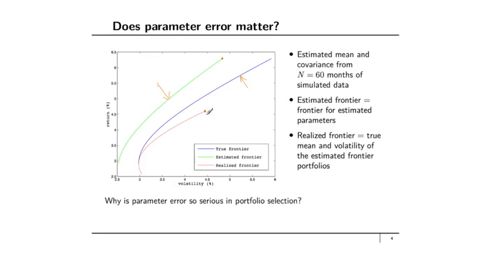The red line is labeled the realized frontier. What that means is I take a frontier portfolio on the green estimated frontier, compute the true mean return on that portfolio and the true volatility of the portfolio, and plot it. And the line that I get from doing that is the red line. So this diamond here actually gets moved to this diamond when you replace the estimated mean with the true mean and the estimated covariance matrix with the true covariance matrix.